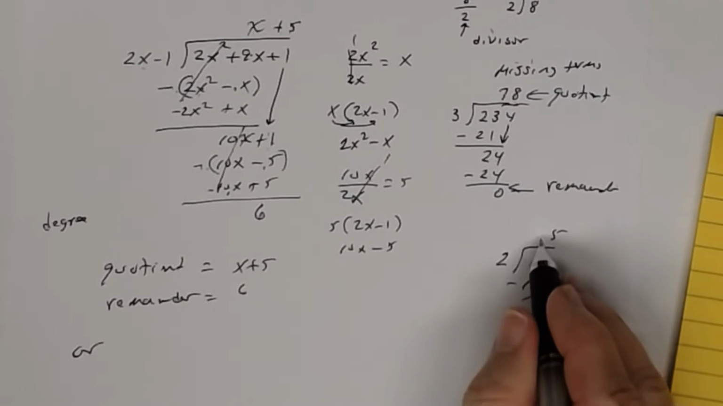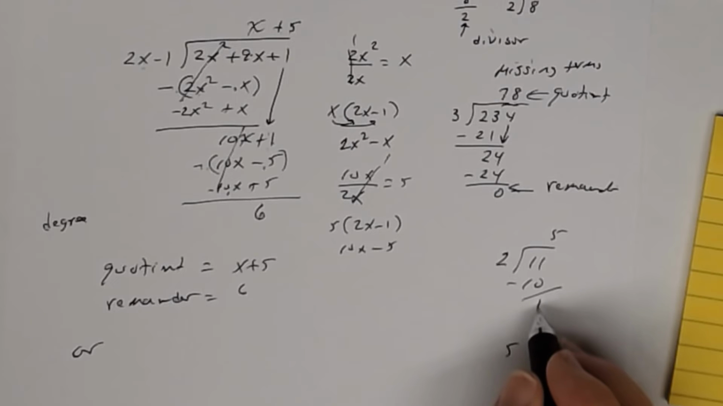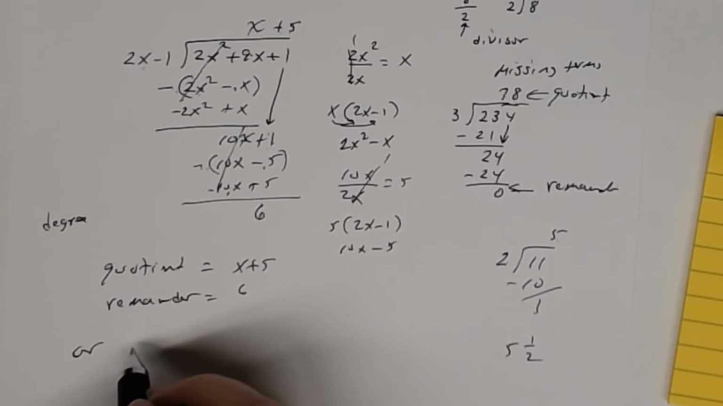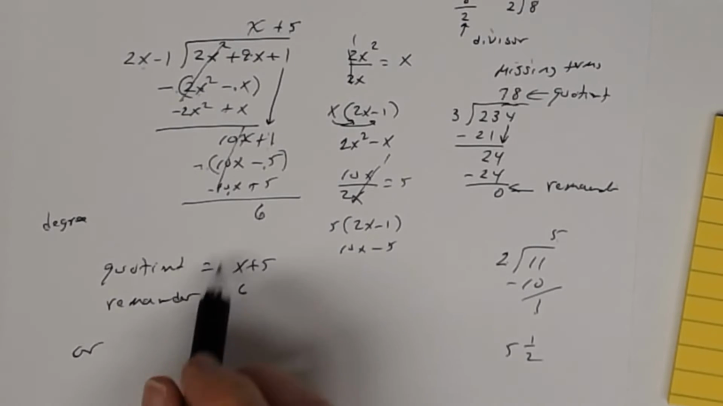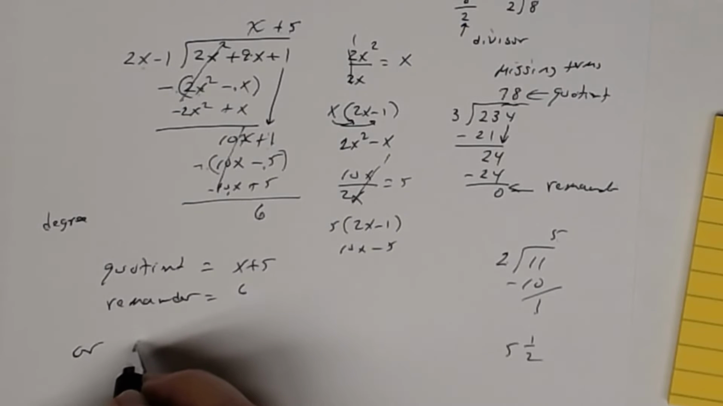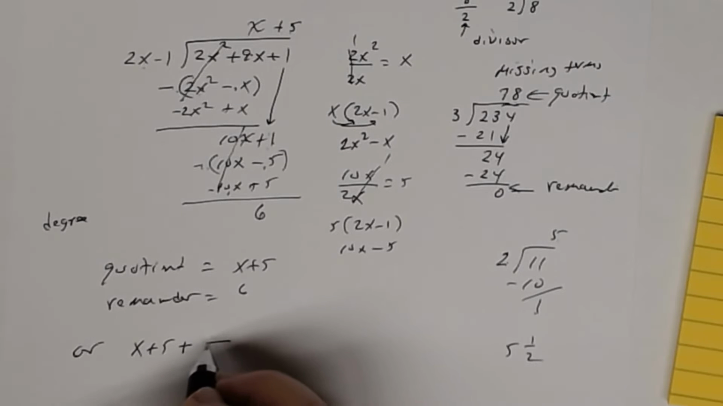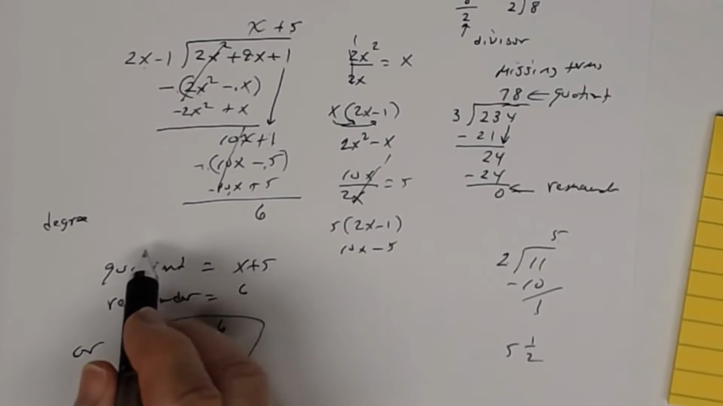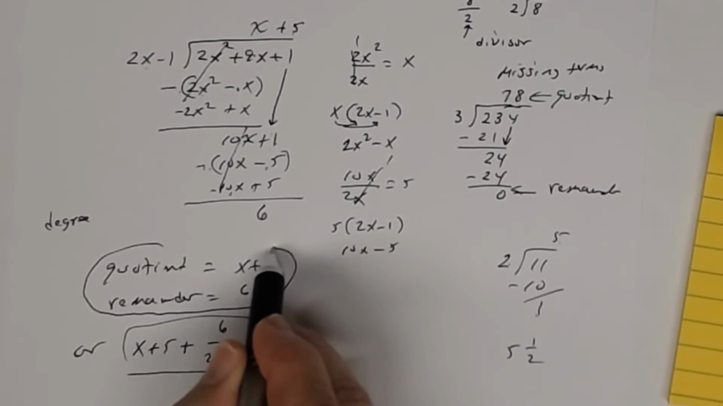So I can write this as the quotient and the remainder. In other words, I can write this as a mixed number. So 5 and 1/2. Remember that? So the remainder divided by the divisor. I can do the same thing here, except here's how you're going to write it in terms of these expressions. The quotient, which is x plus 5, plus the remainder, so you have to use the plus symbol, plus the remainder, which is 6, divided by the divisor, which is 2x minus 1. All right? But for us, they're going to ask you to write it like this.